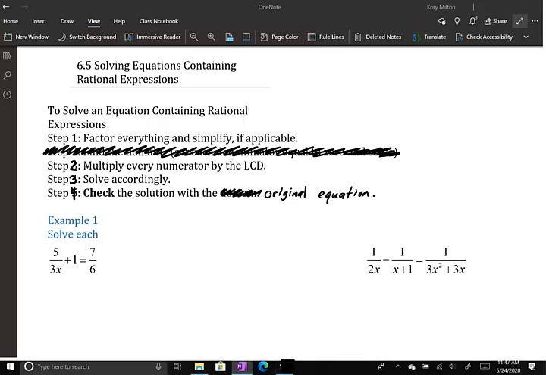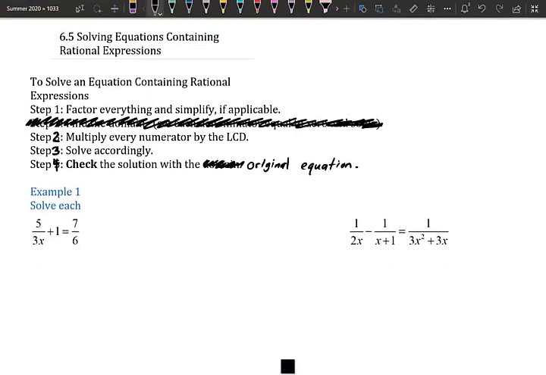6.5, solving equations containing rational expressions. So we're going to have to do some changing up here. I forgot to change that. To solve an equation containing rational expressions, the first thing we're going to do is factor everything and simplify.